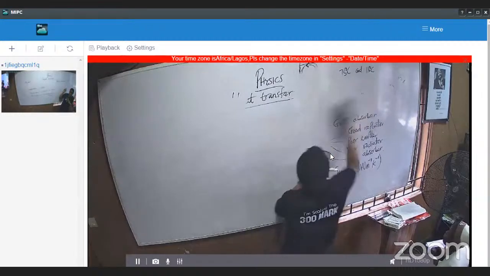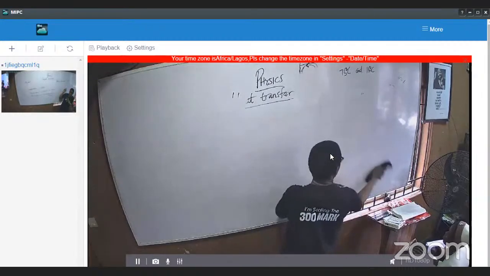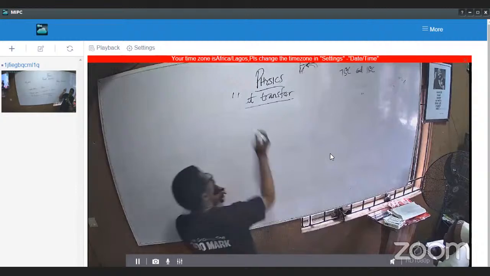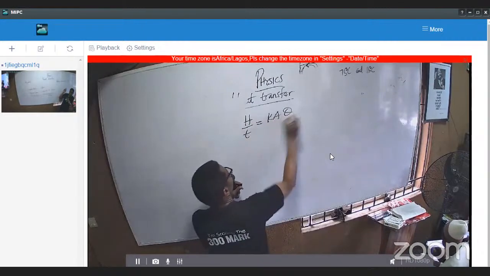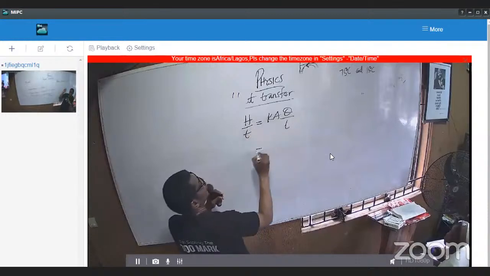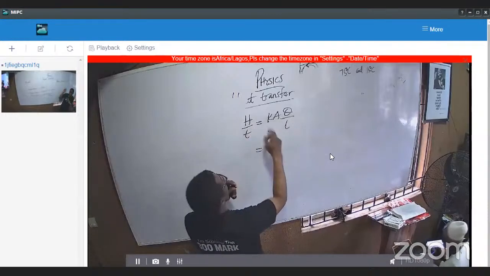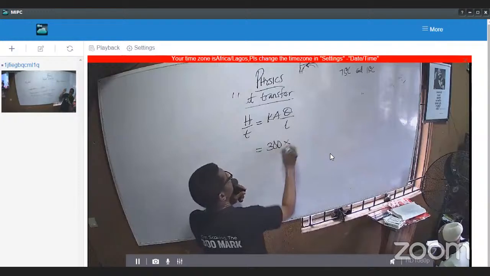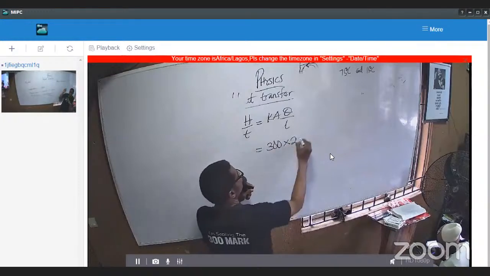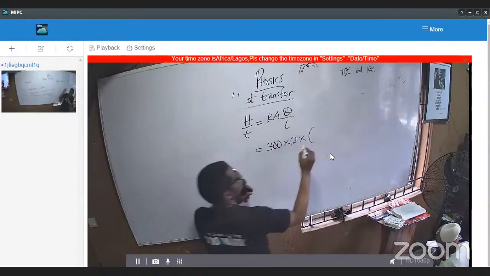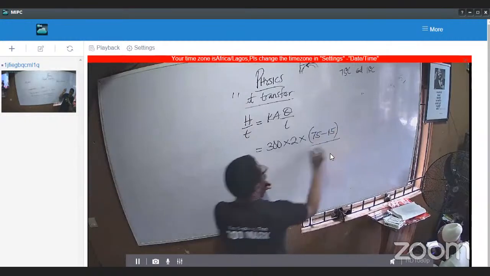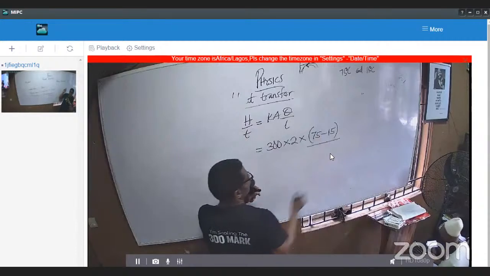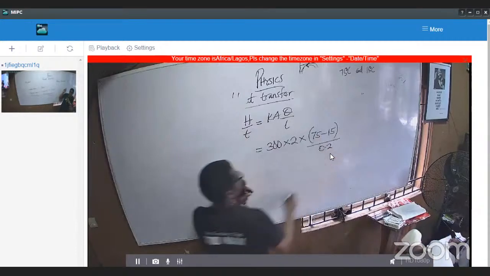So I've given the formula today. That's the rate of heat flow. The formula is K A theta over L. What's the thermal conductivity, K? 300. How much area are we given? 2. Theta, what's the higher temperature and what's the lower one? 75 and 15. How thick is the material? That'll be 0.2 meter.